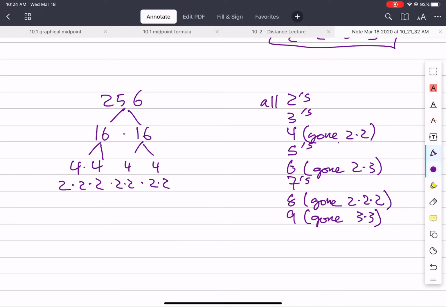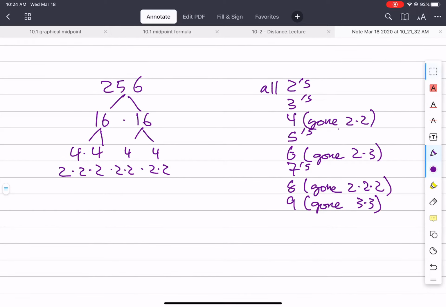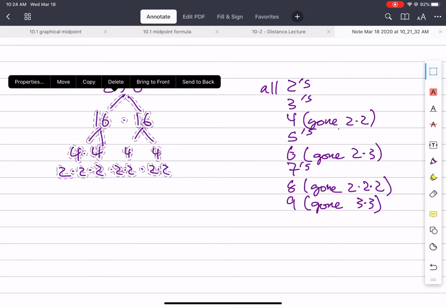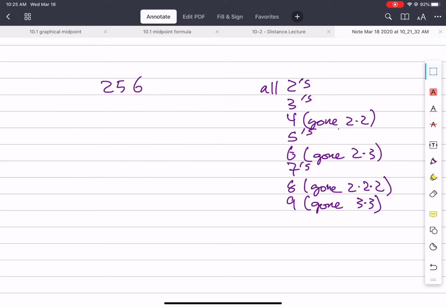So let's see how this looks with something like 256. And then the other rule I guess I should include is we'll say divide. We put the divided out on one side and the remainder on the other.